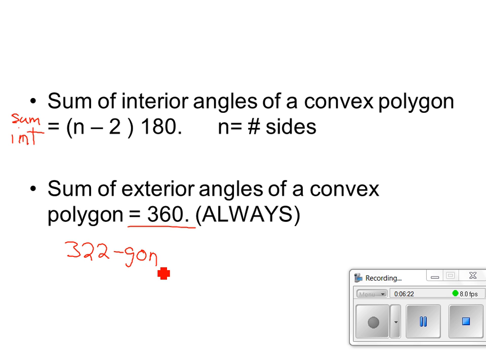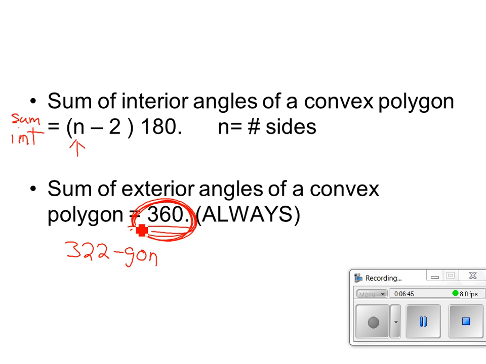And once you use this formula about 3 or 4 times straight in a row, guess where you're going to go back to? That formula. And if I say find the sum of the exterior angles, do you need to plug that in there? No. For any polygon in the world, the sum of the exterior angles is always going to be 360 degrees, no matter what.